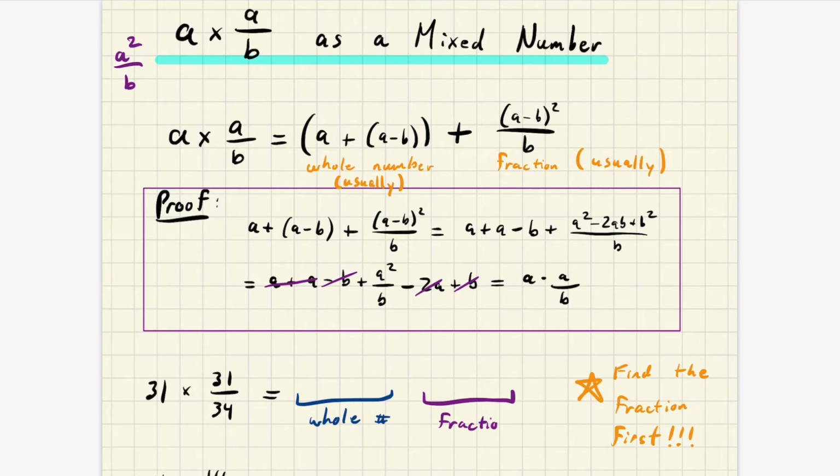The way I remember it is I think of the a minus b pieces of this formula as the difference between the two numbers in our expression. And just be conscious that this difference can be negative. If b is bigger than a, then this difference will be negative.